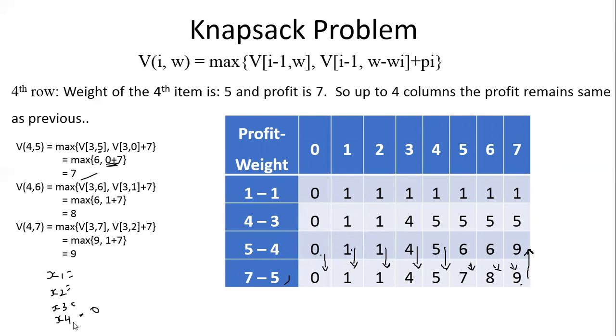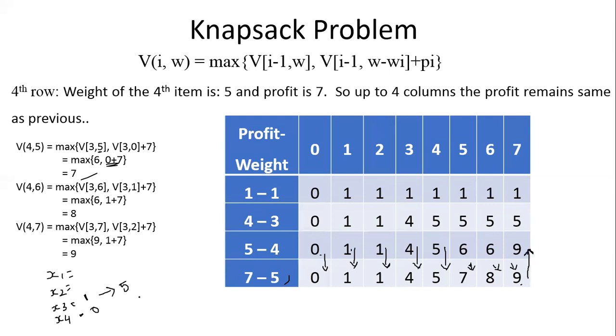This is 0 and x3 is 1. That means x3 is included, and we will earn the profit of 5 here. So the next question arises, what is the profit of 4?